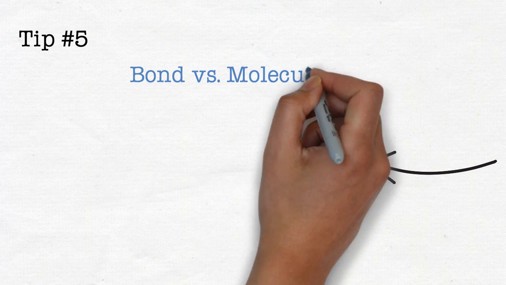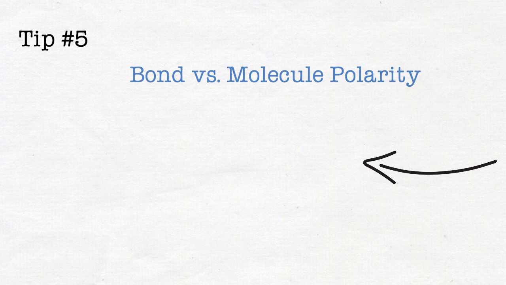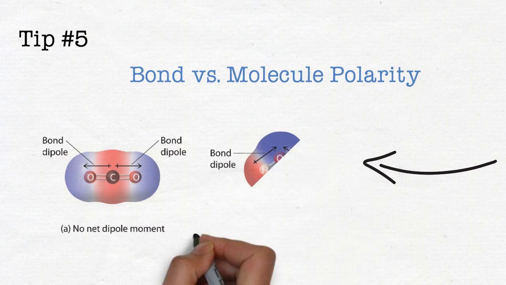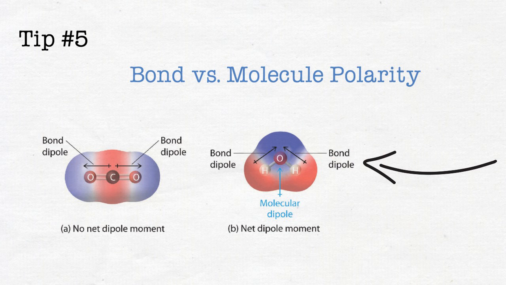Tip number 5. Bond versus molecular polarity. This can be seen in CO2 and water. For carbon dioxide here we have the C=O bond, there is a dipole moment there because of the strong electronegativity difference. But the dipoles cancel because of the molecular geometry, compared to water with lone pairs where the dipoles don't cancel, and thus water is polar as a molecule.